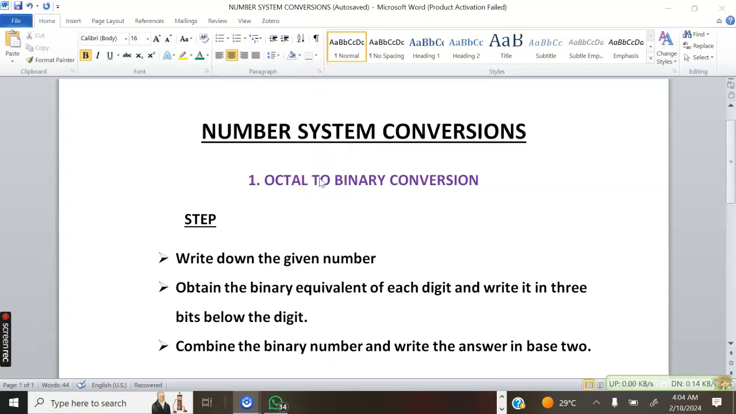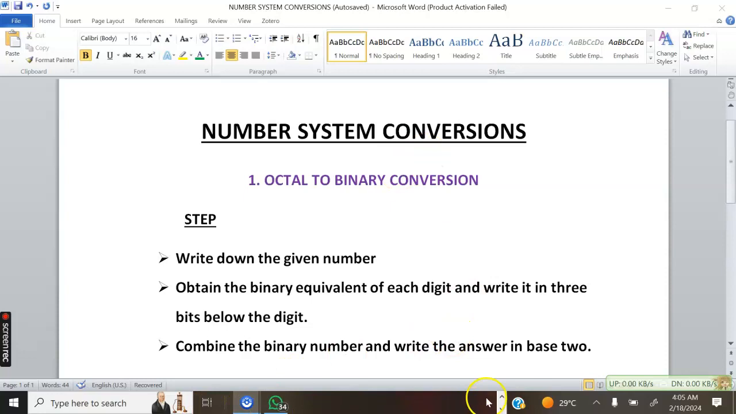Before we move to the actual example, you need to remember that the binary has base 2, and the numbers are either 0 or 1. While for the octal, it's a number system that is made up of 8 different digits, that is from 0, 1, 2, 3, 4, 5, 6, and 7. So whenever you convert a number from octal to binary, the binary will always have a base 2, because the number of digits in the binary number system is 2.